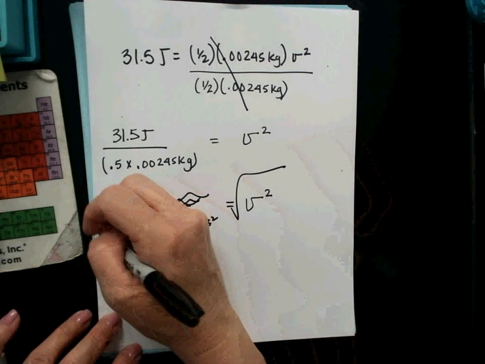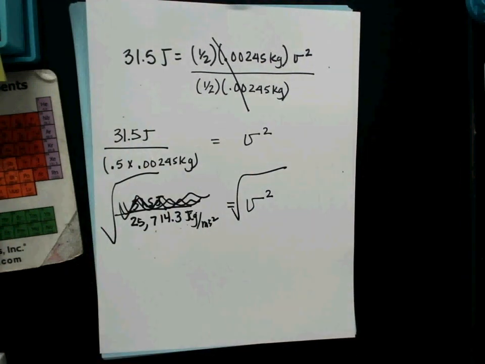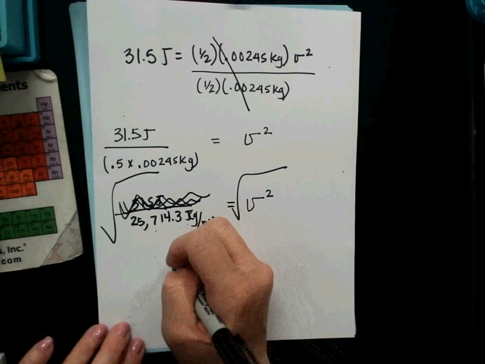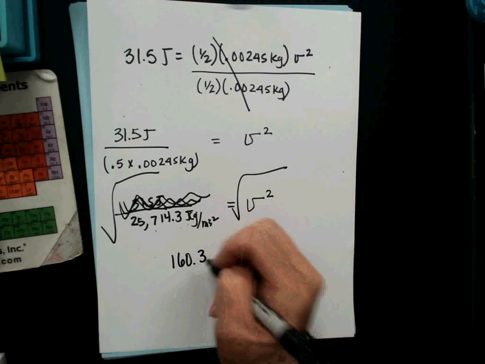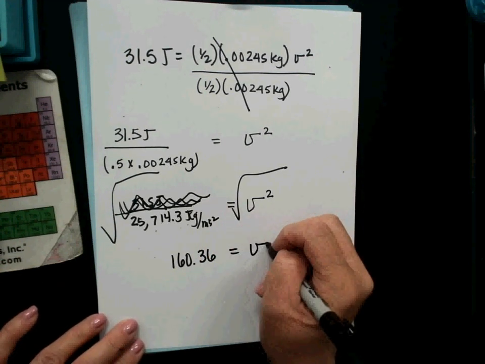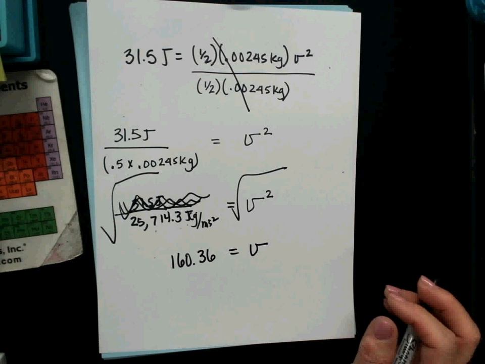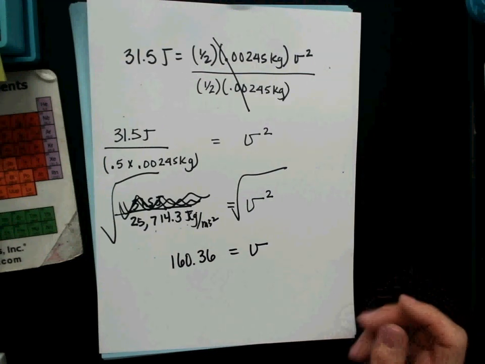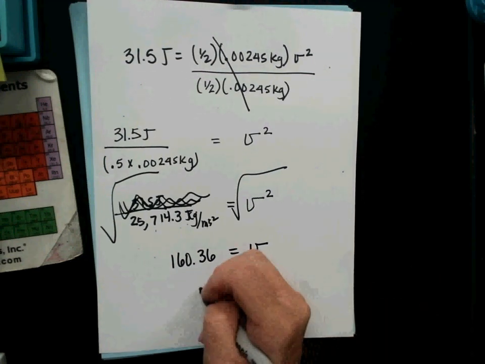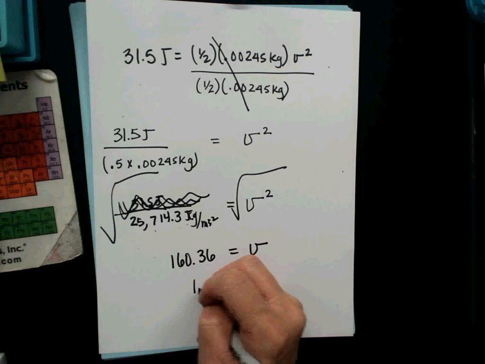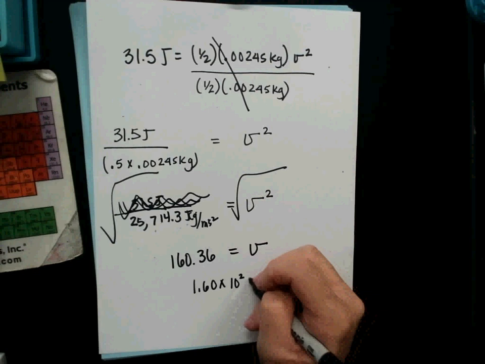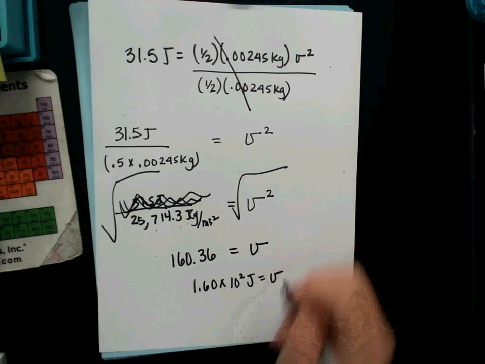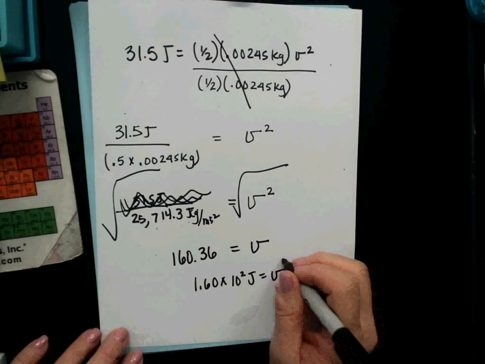Now what do I need to do? Square root it. Yep. So what do I have? 160.36 equals V. How many sig figs am I allowed to have? 3, so 1.60 times 10 to the second equals V.